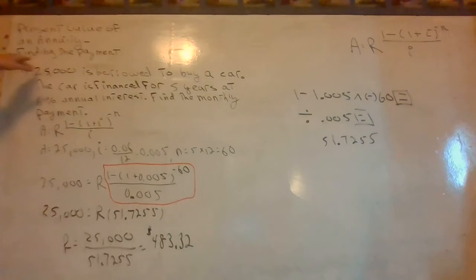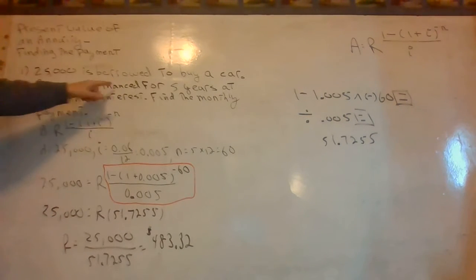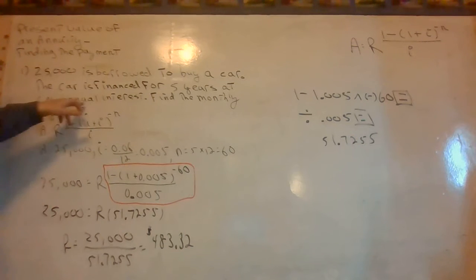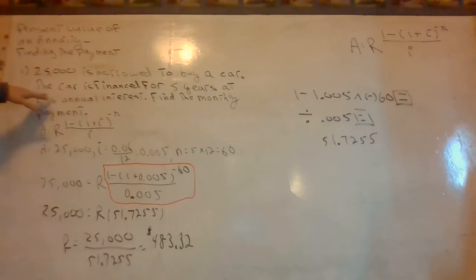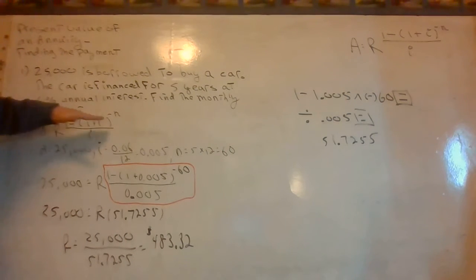Let's suppose we want to buy a $25,000 car, and the car is financed for 5 years at 6% annual interest. 6% is kind of a mid-range interest rate for a car loan. If you have really good credit, you can get better than that, probably more like 3%. Find the monthly payment. Well, first step, state the formula.